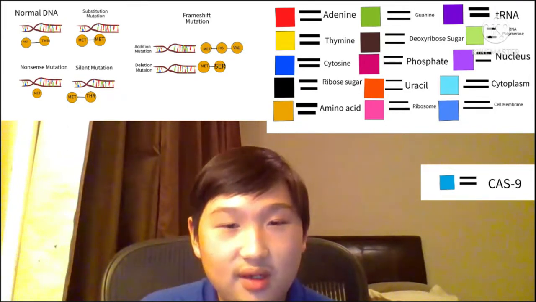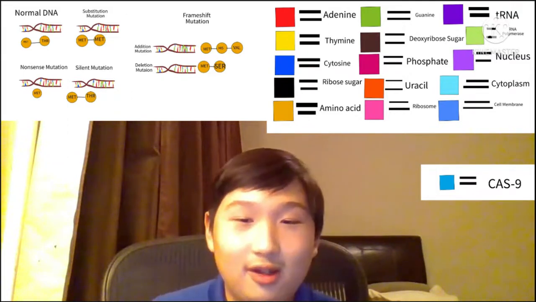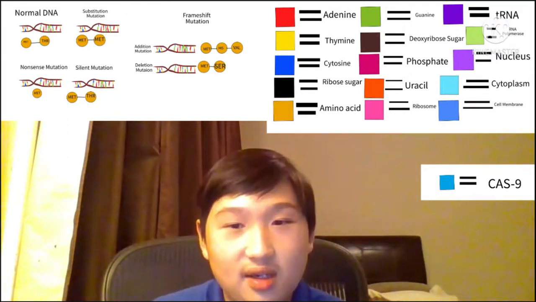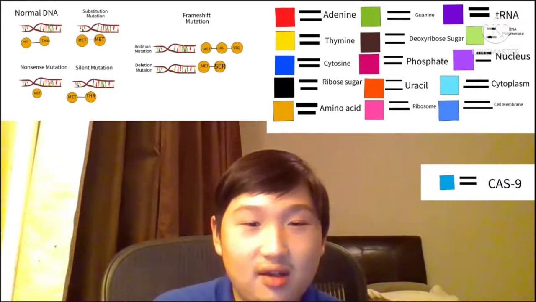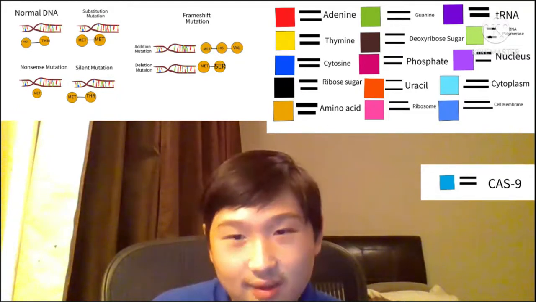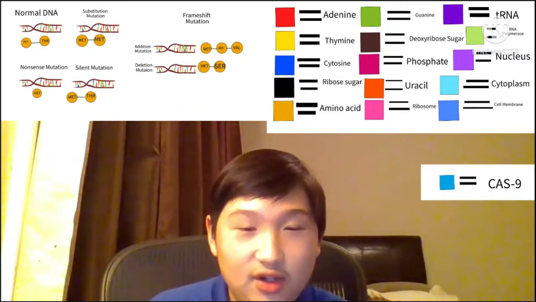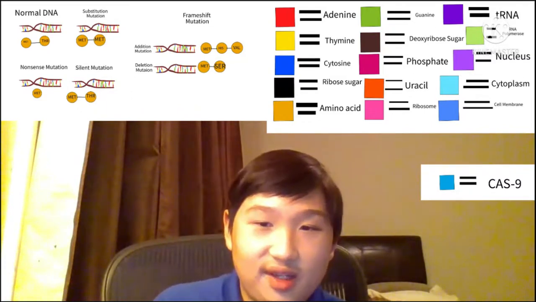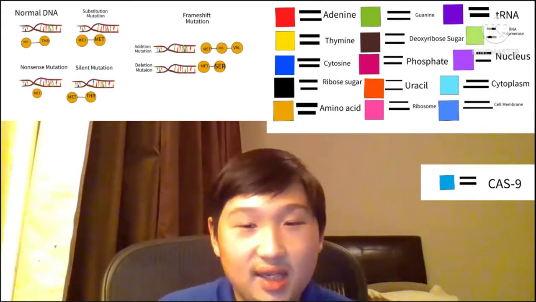Frameshift can be broken down into two categories: deletion mutations remove a nucleotide or a paired nucleotide, causing the sequence to move to the left, while insertion mutations add a nucleotide or a paired nucleotide, causing the sequence to move to the right. One example is a deletion mutation in the CFTR, or cystic fibrosis transmembrane conductance regulator gene, that causes cystic fibrosis. Another example is an addition mutation in the HEXA gene that results in Tay-Sachs disorder.